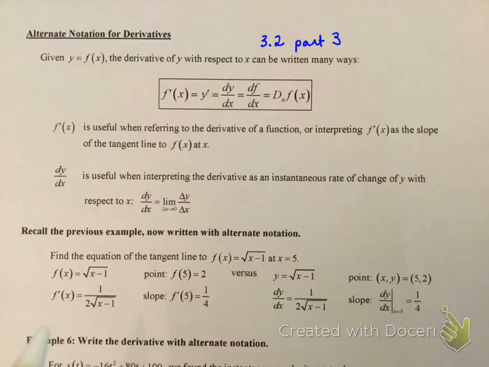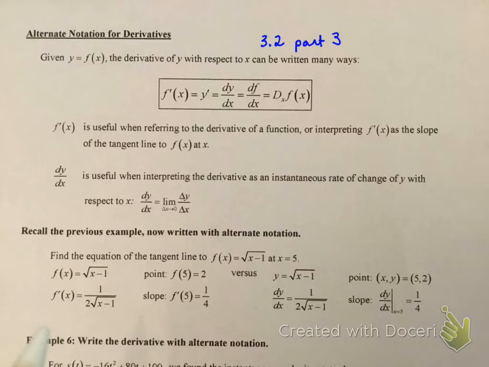The first one is f prime of x, or we can just say y prime, because remember f of x is y, right? We can also say dy dx, or df dx. This means the derivative with respect to x, the derivative of the function with respect to x. Or capital D sub x f of x. That means the derivative with respect to x of the function.